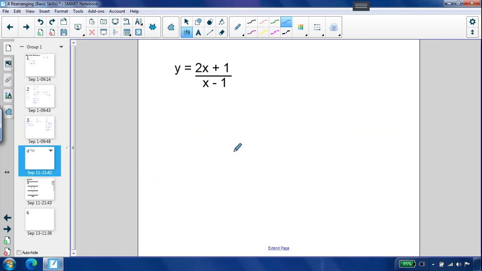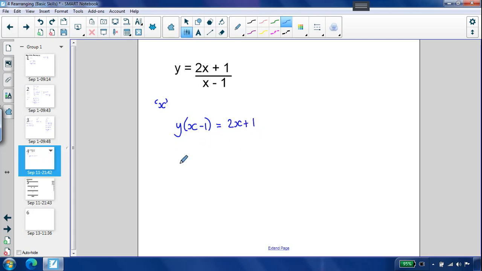A final example to look at then, we are going to make x the subject of the equation. Note that for this example, there are two x terms, so we're going to see how that affects our working. So I'm going to carry on as usual. I've got a denominator that I'd like to get rid of. There's an expression on the denominator, but that doesn't matter. We can just multiply by an expression like we would a number. So I'm going to have y multiplied by x minus 1 is equal to 2x plus 1.